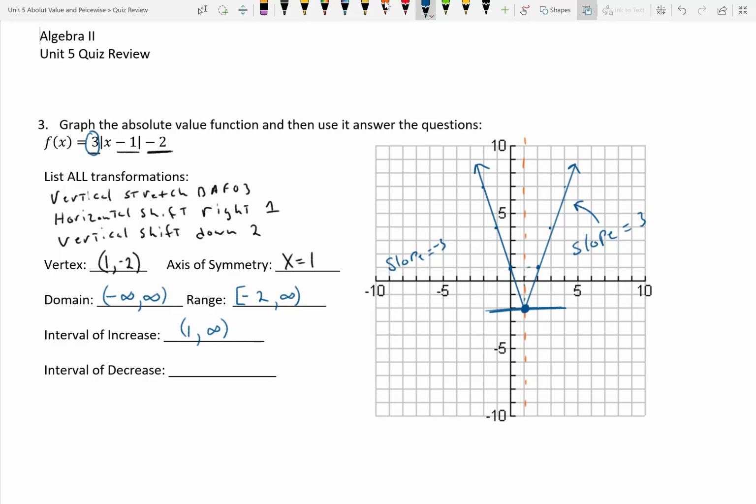The interval of decrease is on the other side. It begins at negative infinity, and we take the lowest value as the boundary, and it ends at 1. And there's our absolute value function.